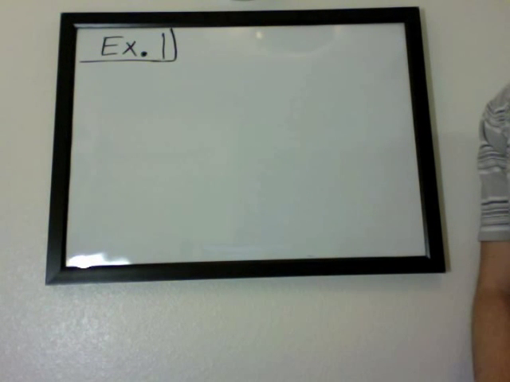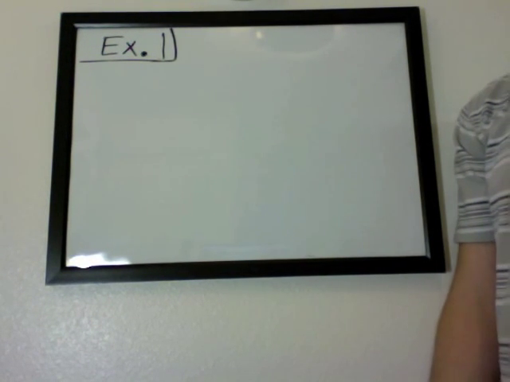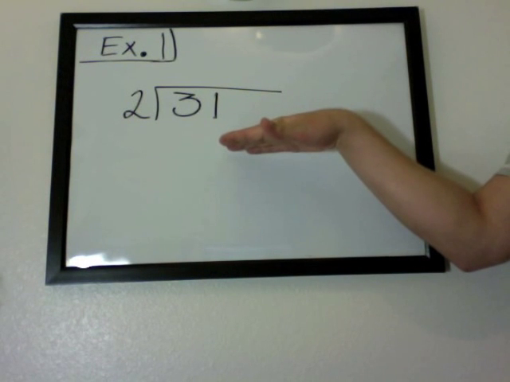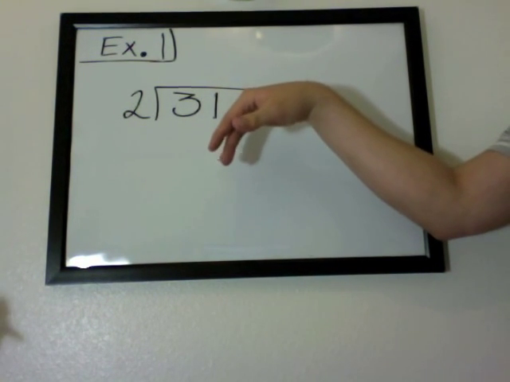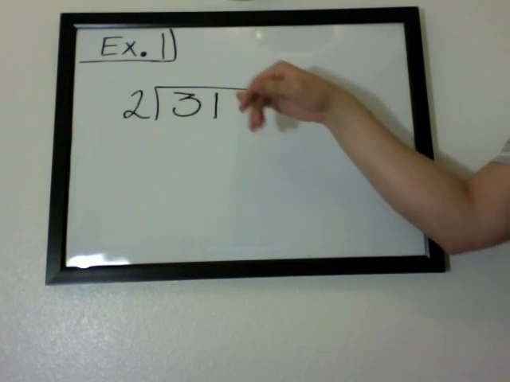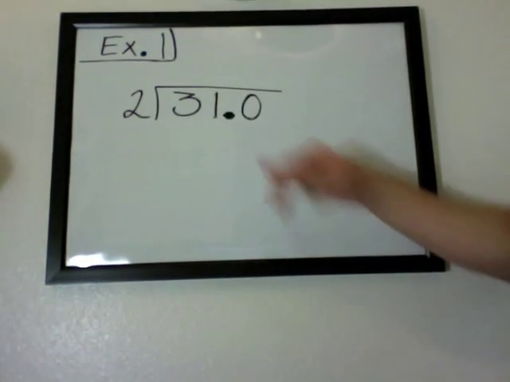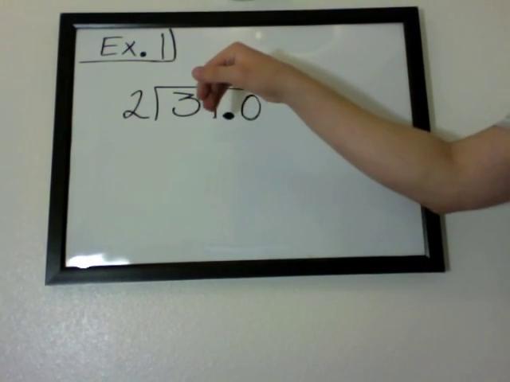So we'll do 31 divided by 2. Since I know this is not going to come out to an even number, we're going to add a decimal here and a 0 to keep track of where the decimal will be in our answer. And also, since the decimal is here, I'll put a decimal above that.